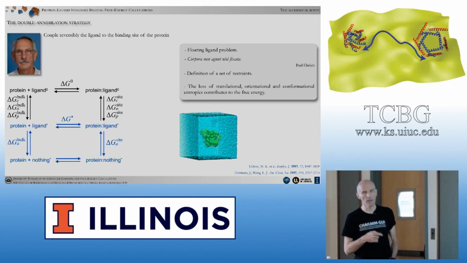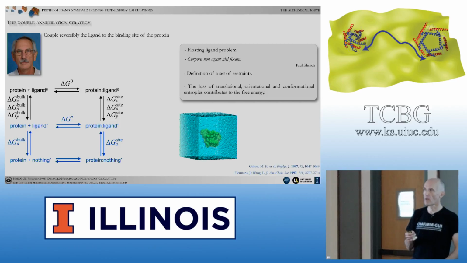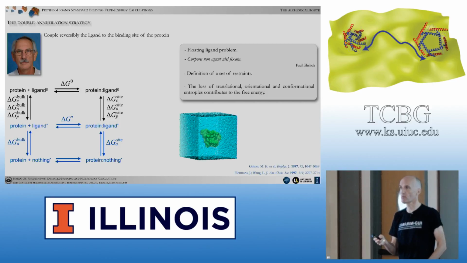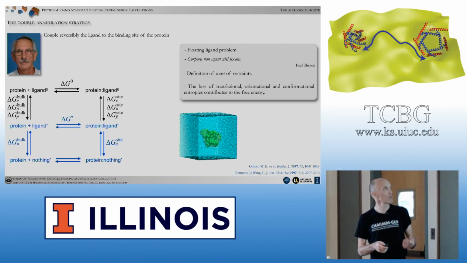So the idea here is we're going to use alchemical calculation in the spirit that we described on Monday, which is basically playing with the potential energy function. In this case, to uncouple or couple reversibly the ligand to the binding site of the protein. But now, imagine that we're trying to decouple the binding site.